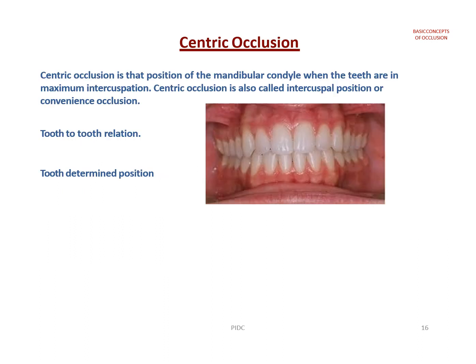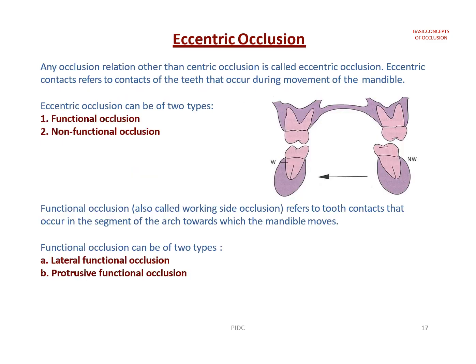Whereas centric occlusion is tooth to tooth relation. It is a tooth determined position, that is when you bite. That is called your centric occlusion, which is also called intercuspal position or convenience occlusion. That can be your MCQ question. Then there is something called eccentric occlusion. Here I just wanted you to know the names. Any occlusion relation other than your centric occlusion is called eccentric occlusion. Okay, just know this.